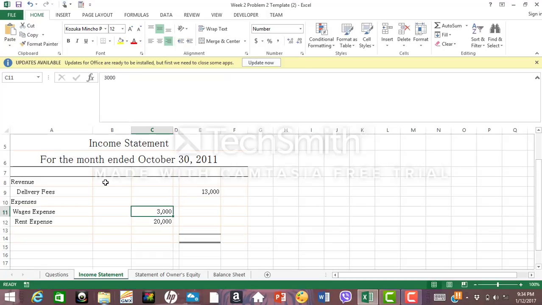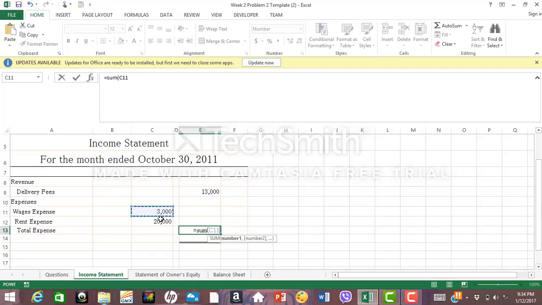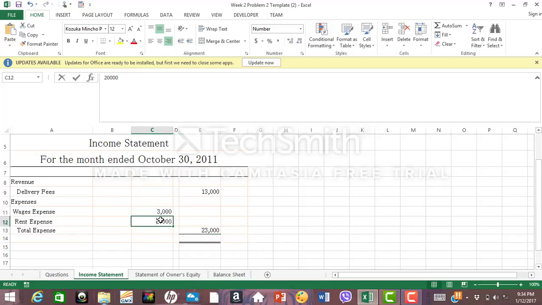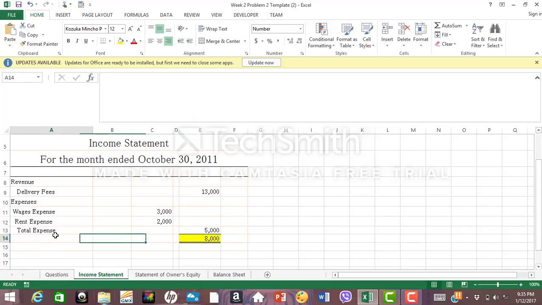So technically, the total expenses would be the sum of your rent expense and wages expense, and that's not 20,000, that is 2,000. That makes it 5,000. So your income statement would be equal to your revenue minus your expenses, which gives you a net income of $8,000. If this was a negative sign, meaning you would have negative profit, it would be considered a net loss.